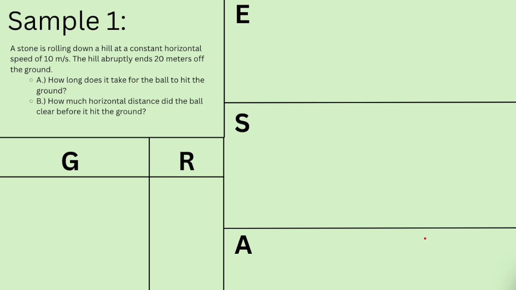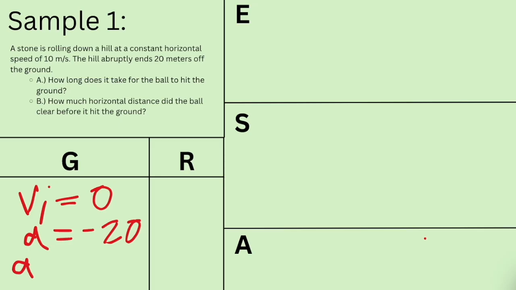To start things off, we should start by establishing the given. The given we know is that the ball started off at rest, so the stone had an initial velocity of 0 meters a second. In addition to that, we know the hill was 20 meters off the ground, meaning the displacement by the time it was at the bottom was negative 20. Also, the acceleration given gravity equals negative 9.8. The required here will be time.